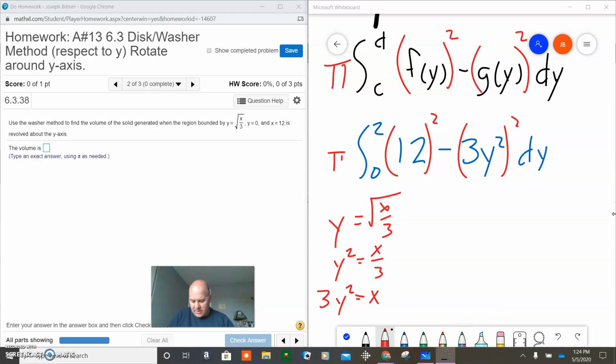Let me type that into the calculator. I just want to make sure that it works. 0 to 2. There's a lot of parentheses on these, so 12 squared minus 3y squared. And again, you can use x. The calculator doesn't know any difference between x and y. It doesn't know what you're using. Of course, I get a decimal, so I change that back, and I get 1,152 divided by 5. Just don't forget the pi.